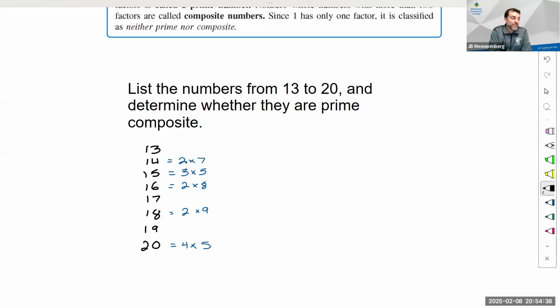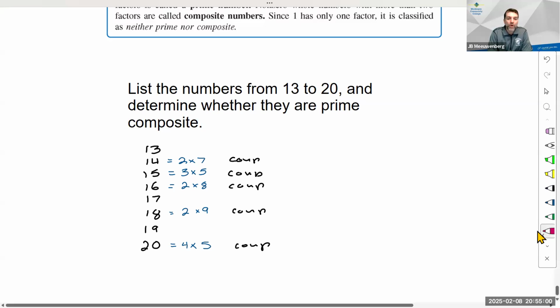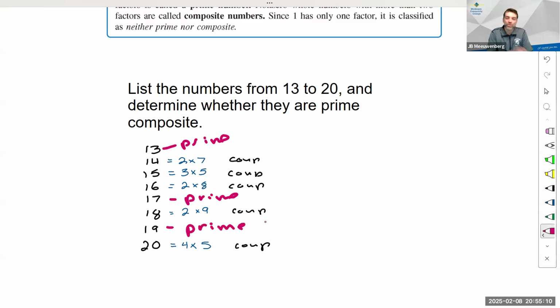14 is equal to 2 times 7, so that's composite. 15 is equal to 3 times 5, so that's composite. 16 is 2 times 8, or even 4 times 4, so that's composite. 18, 2 times 9, or 3 times 6, so that's composite. And then 20, 4 times 5, or 2 times 10, so that's composite. So that leaves the other numbers. What are our prime numbers? 13, prime. 17, prime. 19, prime. They had no other factors.